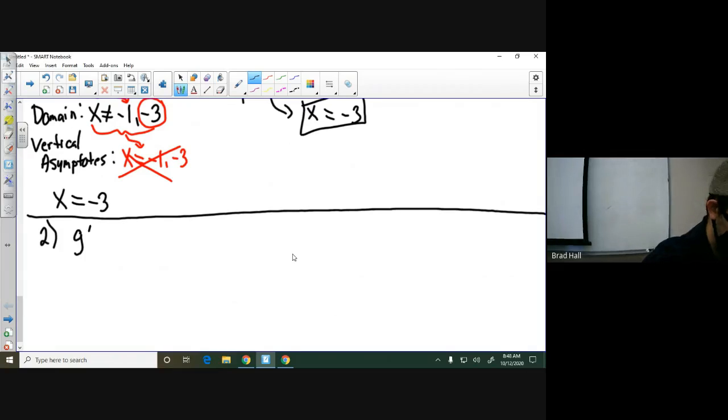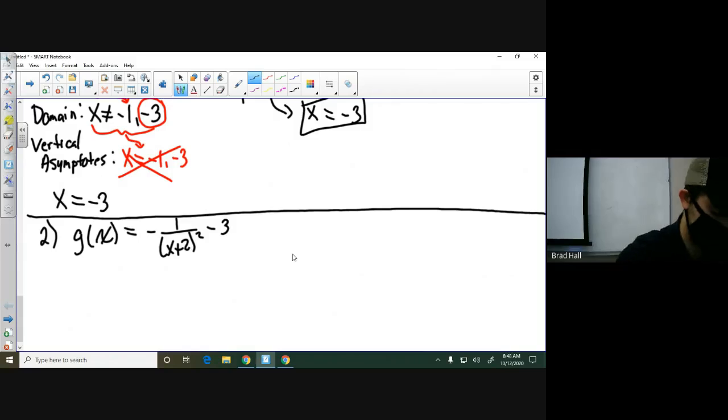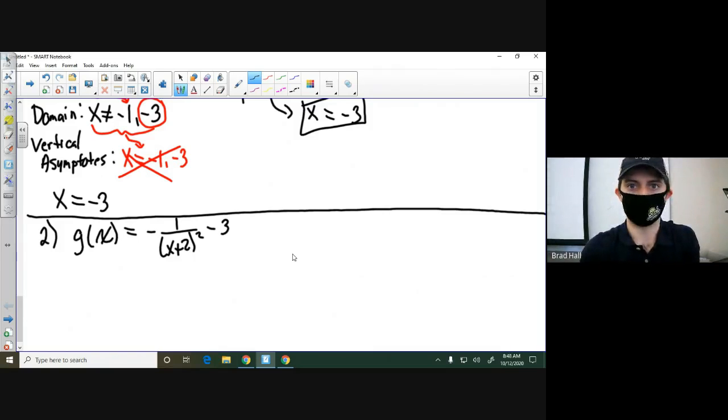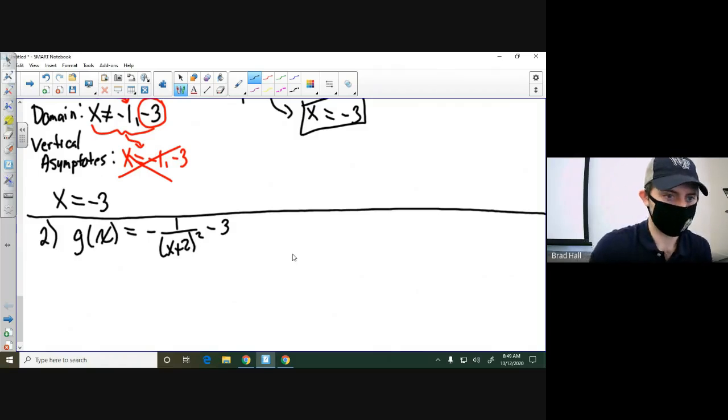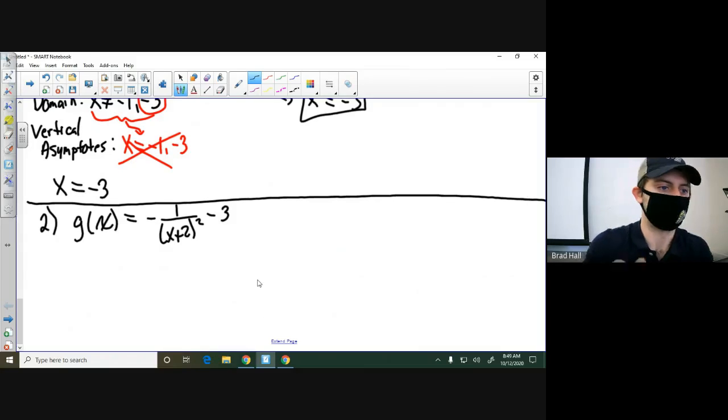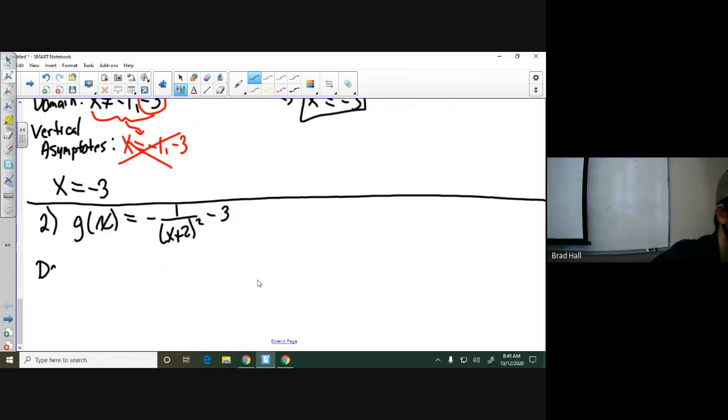And this one says that g of x is equal to -1 over (x plus 2) squared minus 3. And it wants us to follow the same steps, use the same criteria. So it starts off wanting us to find the domain.